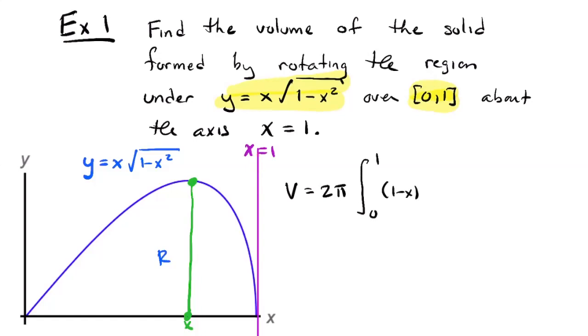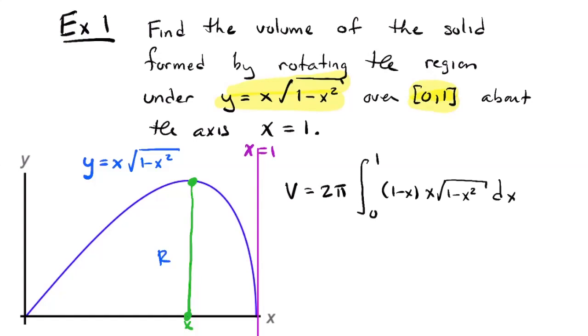1 minus x. What's the height? It's x times the square root of 1 minus x squared. It's the equation that bounds the region there, and I need to integrate that dx. All right, so there my integral is set up.